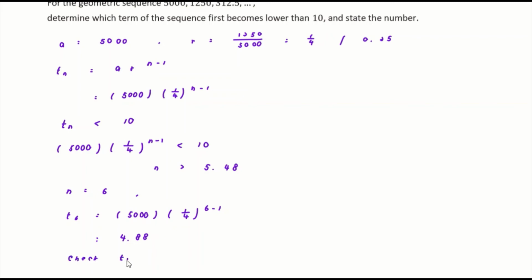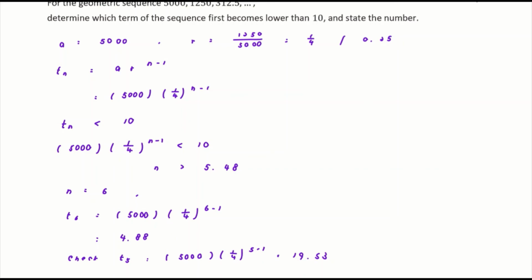So same thing, we can try to check the fifth term. When you substitute 5 into n, this is going to be 5 minus 1, right? By calculating it, you'll be able to get 19.53. So that proves that this answer is correct, because at the fifth term, your term is still higher than 10. So T6 will be the first term that becomes lower than 10.